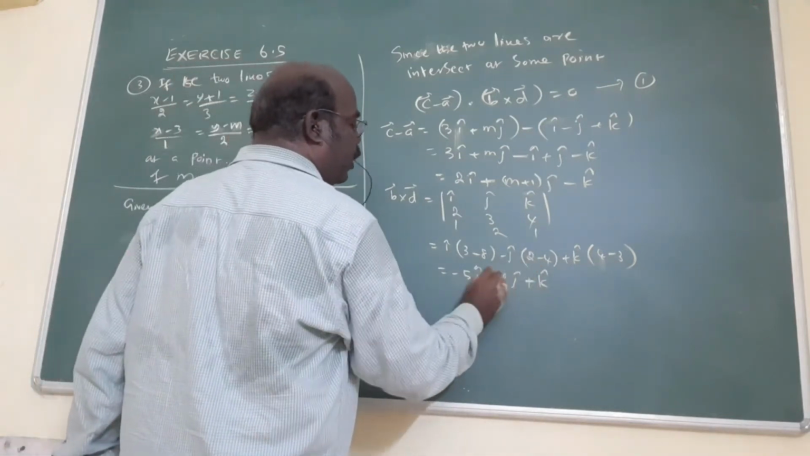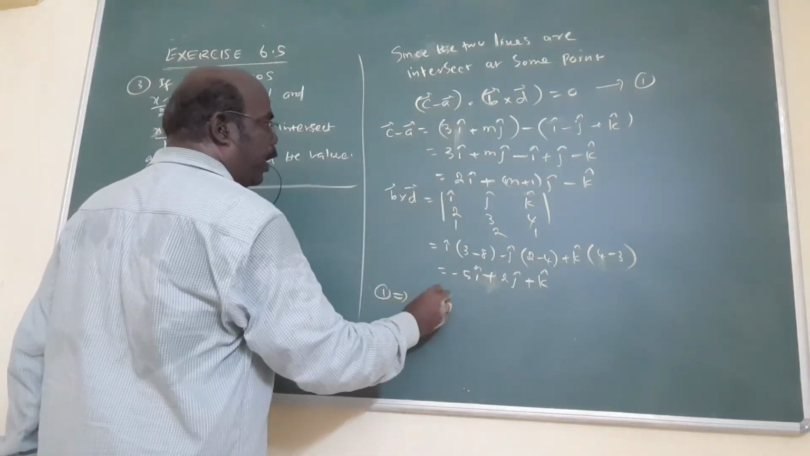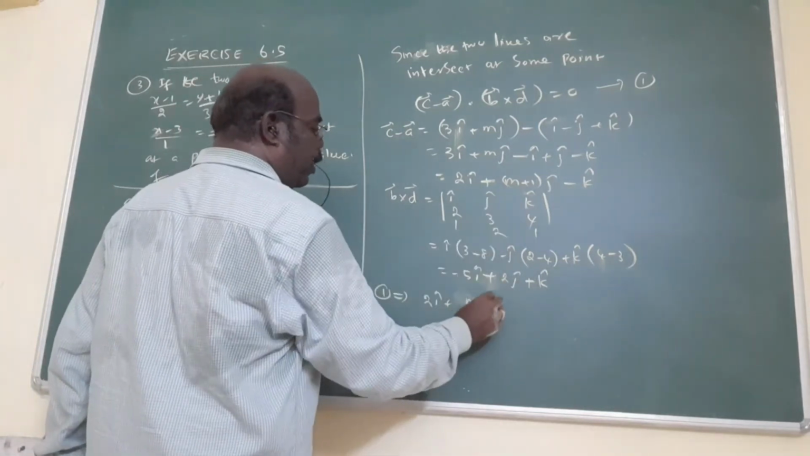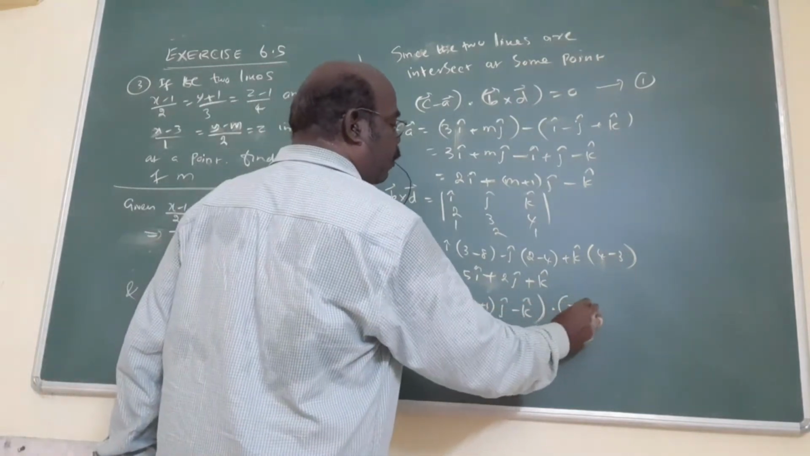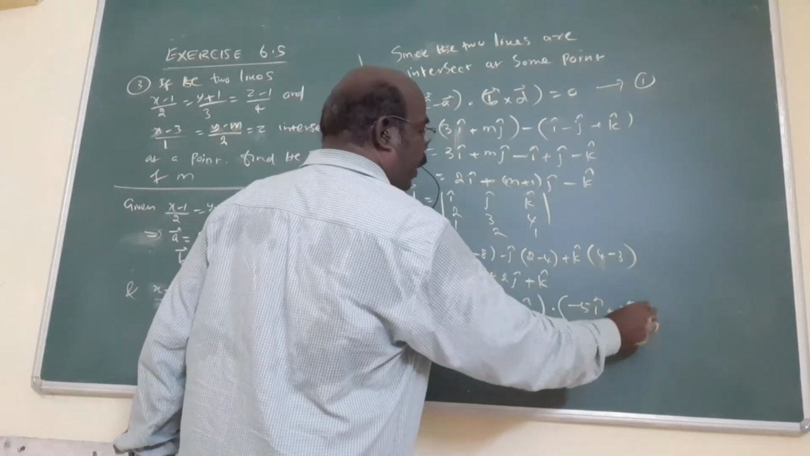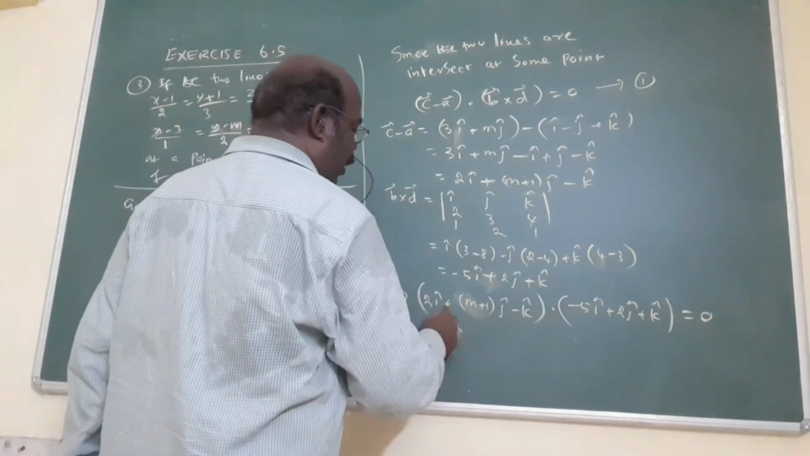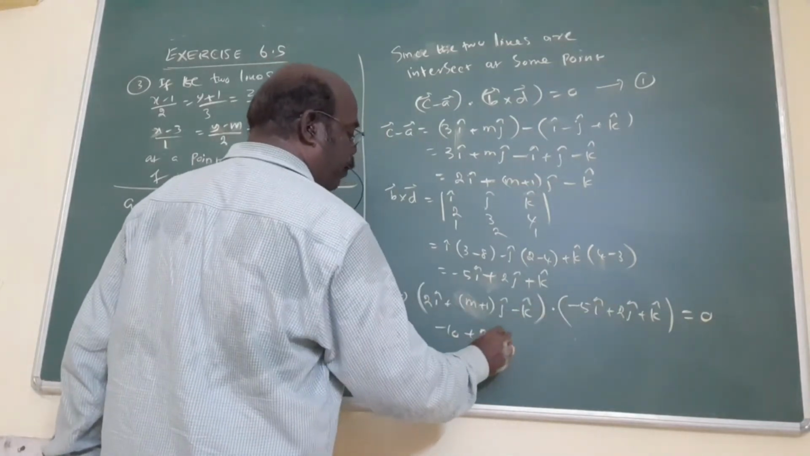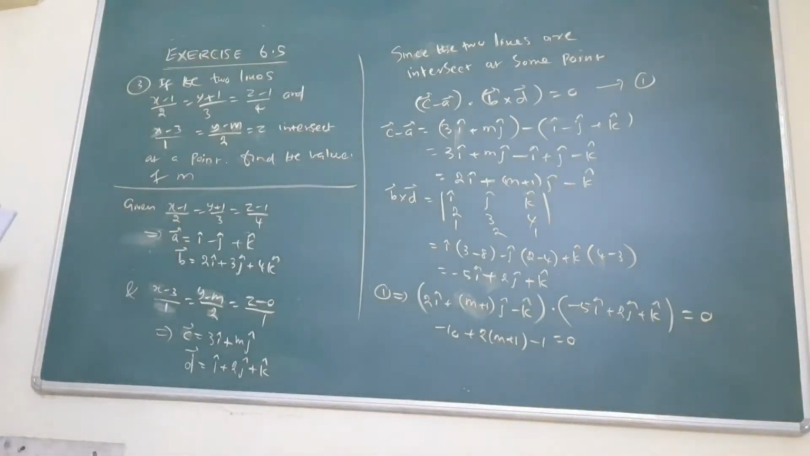Therefore, substitute this value in the first formula. C minus A is already found out: 2i cap plus (m plus 1) j cap minus k cap, dot minus 5i cap plus 2j cap plus k cap, equals 0. Now, dot i with i: 2 into minus 5, minus 10. Then m plus 1 into 2, 2 into m plus 1. Last one, minus 1. Am I correct? Now simplify, you get the value for m.